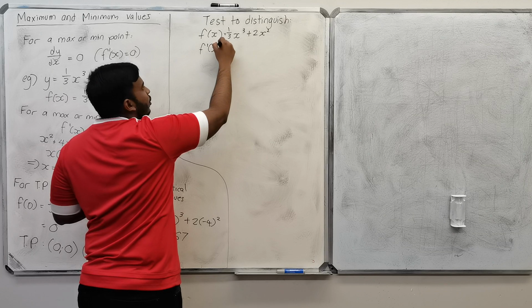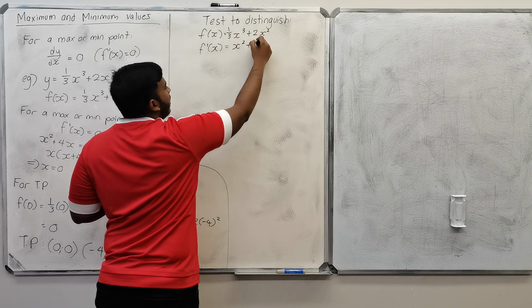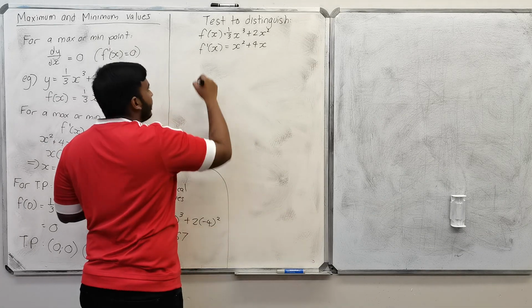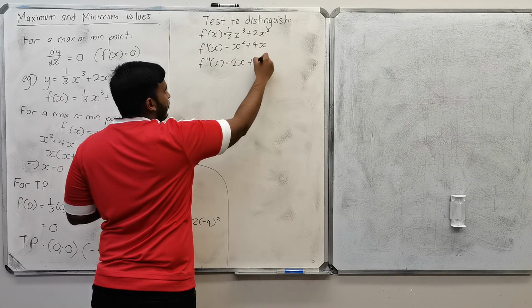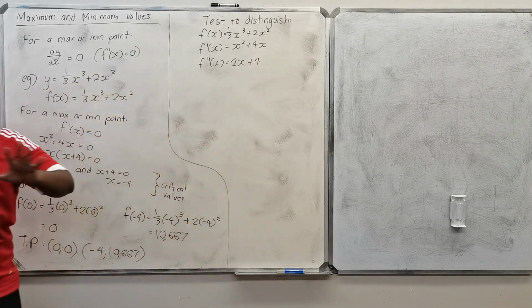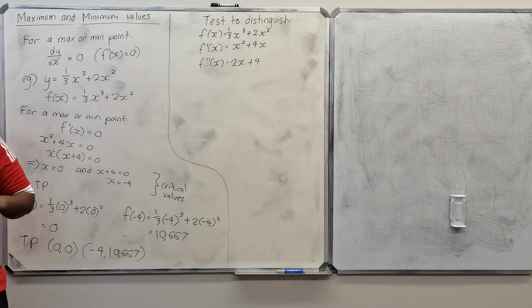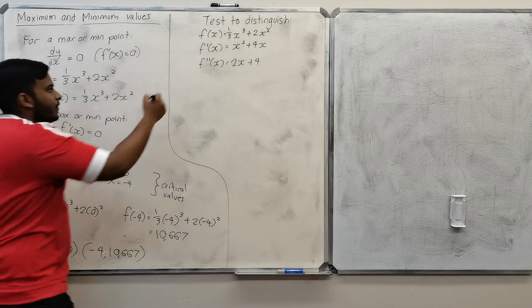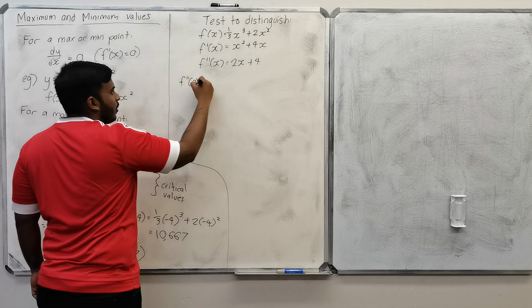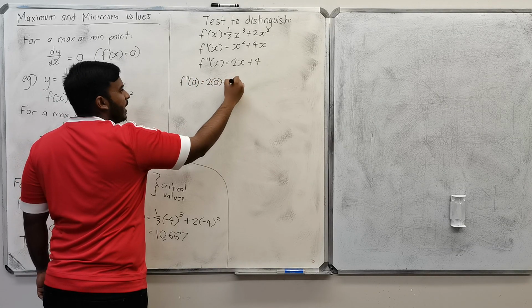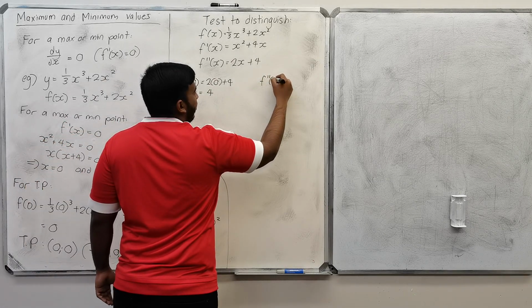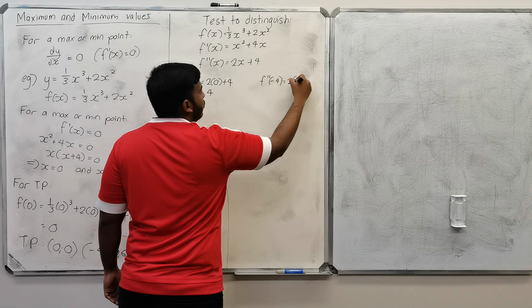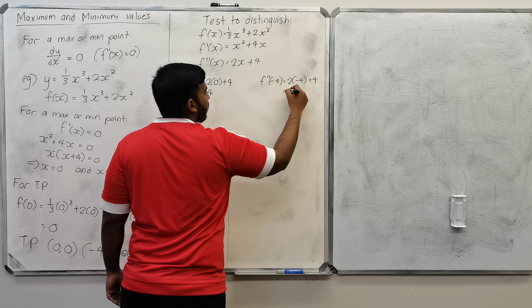f'(x), your first derivative, is x squared plus 4x. Your second derivative would be 2x plus 4. So that's our second derivative formula. What we do is take the x values, your critical values, and substitute them. So f''(0) is equal to 2 times 0 plus 4, and you get a number of 4. And f''(-4) is equal to 2 times -4 plus 4, which is -4.